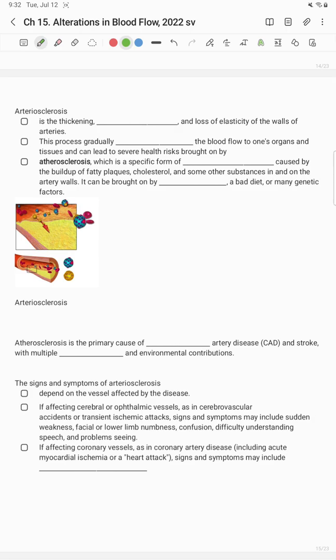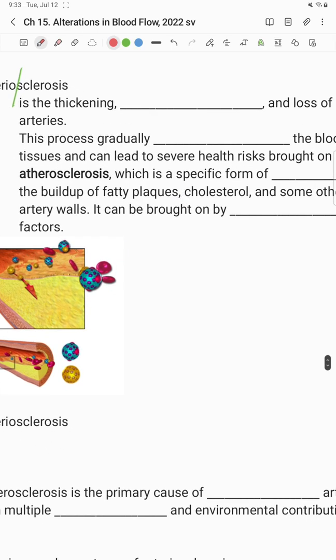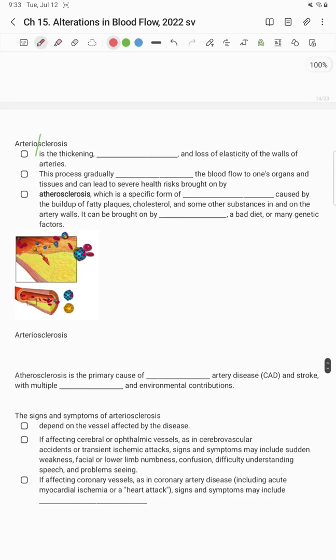Okay, arteriosclerosis. The word itself, arterio and then sclerosis, means hardening of an artery. Okay, so the thickening and hardening and the loss of elasticity of the walls of the arteries. Keep in mind a blood vessel needs to have the ability to constrict itself and dilate itself and then go back, right? So there's an elastic property.